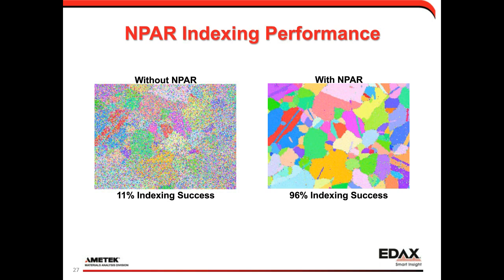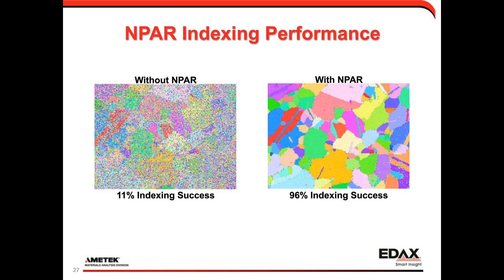Quick question I just got, will NPAR work on a square collection grid? It does. There are multiple reasons we don't like a square collection grid, and I'll talk about that at the end. A hex grid is better for most work for multiple reasons. Here we can see again that NPAR in general does a very good job of cleaning up noisy data.